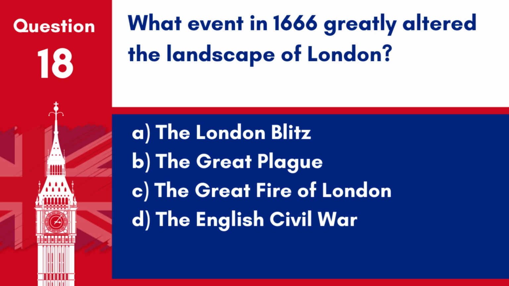Question 18. What event in 1666 greatly altered the landscape of London? A. The London Blitz. B. The Great Plague. C. The Great Fire of London. D. The English Civil War. Answer C. The Great Fire of London. The Great Fire of London in 1666 destroyed a large part of the City of London, including most of the civic buildings, leading to the subsequent rebuilding of the city.